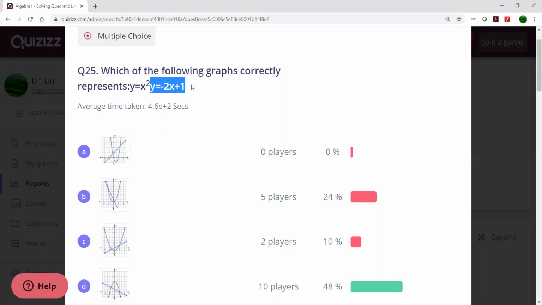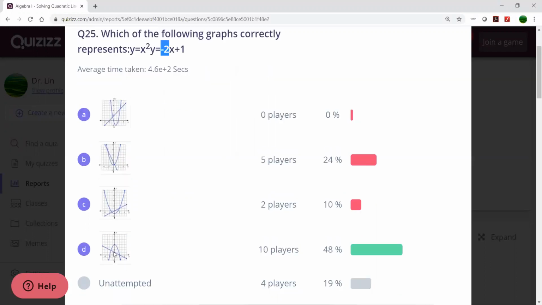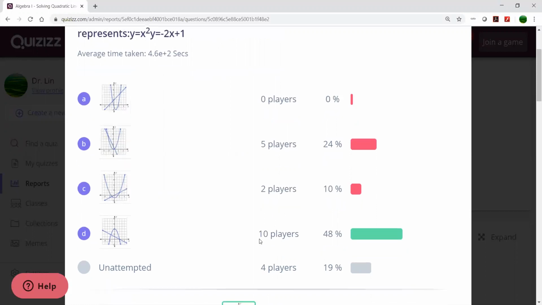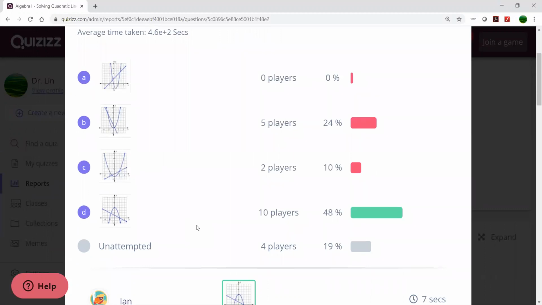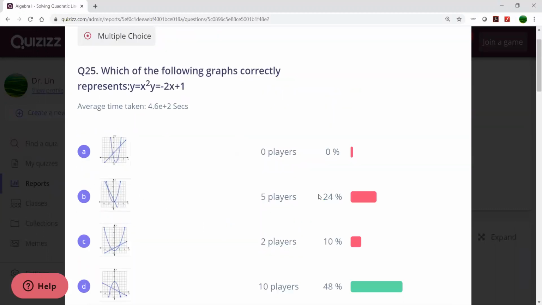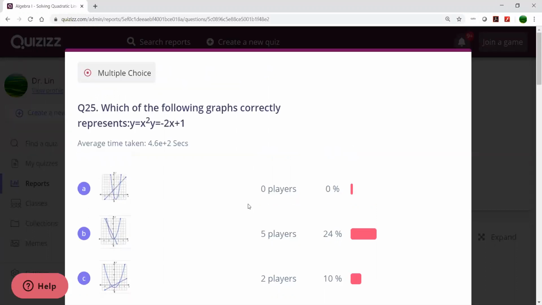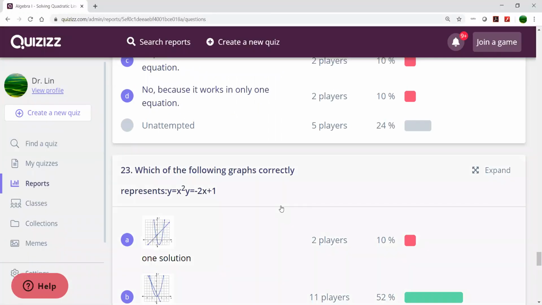So y equals negative 2x plus 1. Here the slope is negative 2. This one is definitely wrong, right? The slope will be leaning to the left side. So the answer should be B. A lot of people, actually even more, did it wrong from my understanding. Only 5 got it right. Good. All right, redemption question.